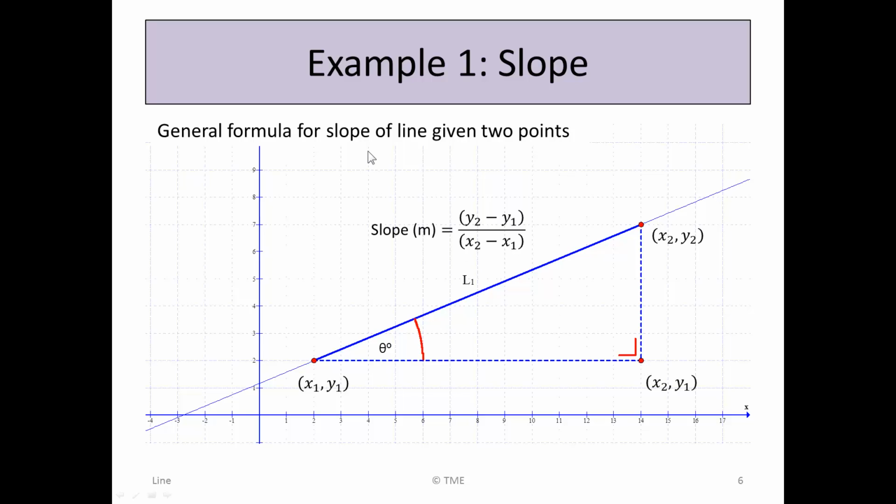There's a general formula for this. We don't have to work it out each time with the numbers. And the formula is y2 minus y1, the change in the y values, over x2 minus x1, the change in the x values. And that ratio gives us m for every single line.